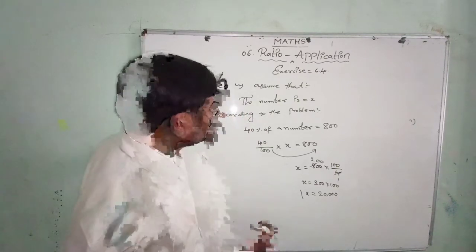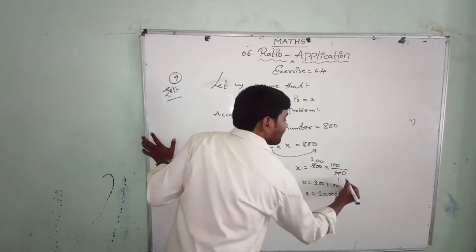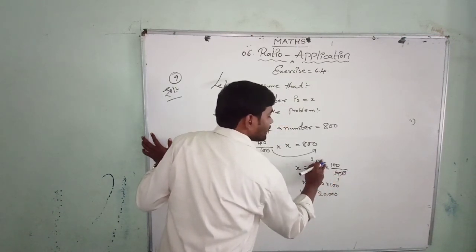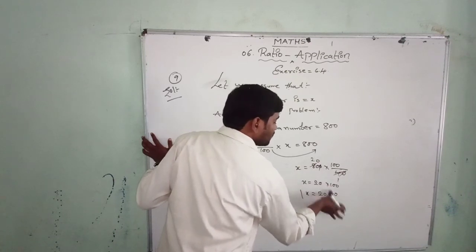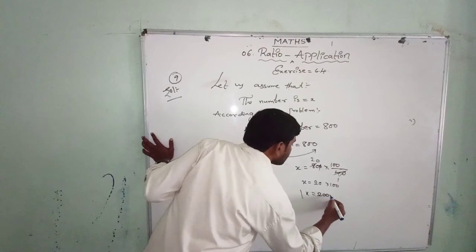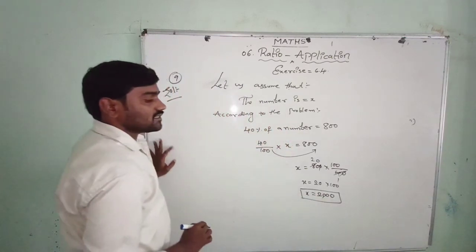Sorry, this is 40, simple. I forgot. And the zeros get cancelled here. This is 20. 20 into 100 is 2000. The number x is 2000.